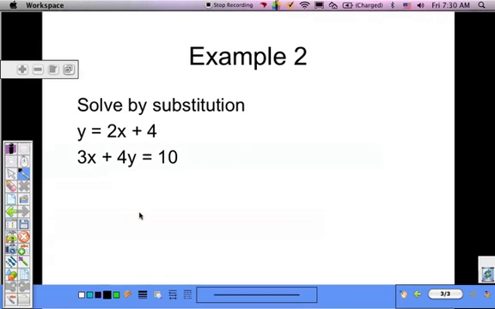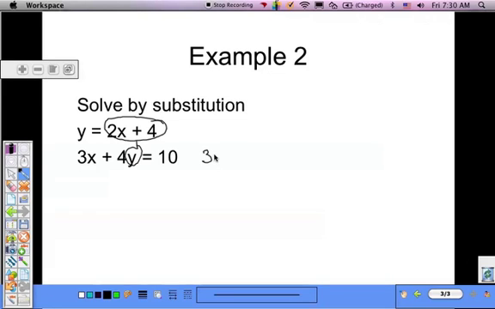The first one we have here, y equals 2x plus 4. And then we also have 3x plus 4y equals 10. So substitution, our first thing it said in substitution was solve one equation for one variable. Well, we have a y equals statement. So we're going to take what we know our y equals and plug it in for our y in our second equation. And now we will rewrite this.